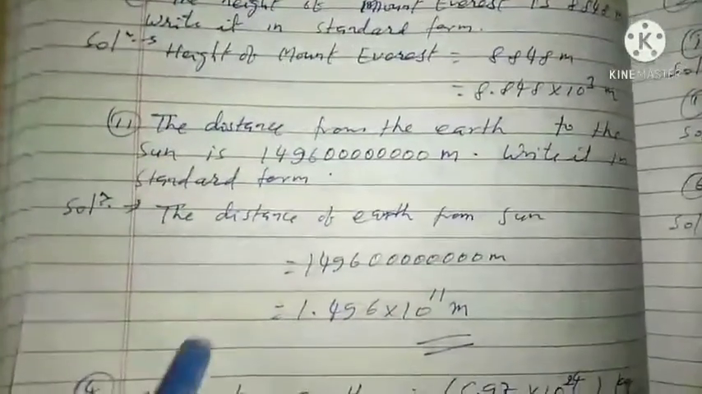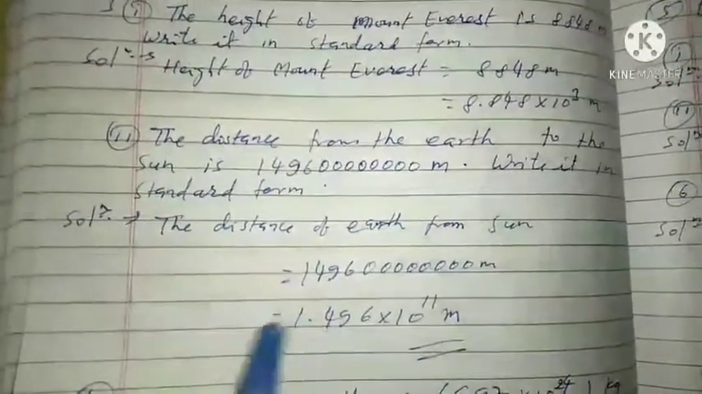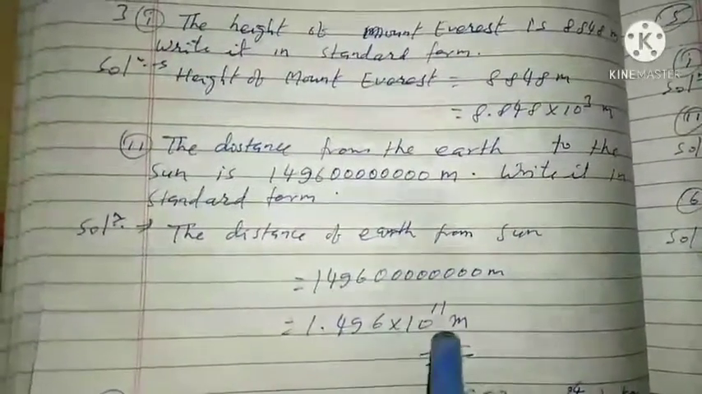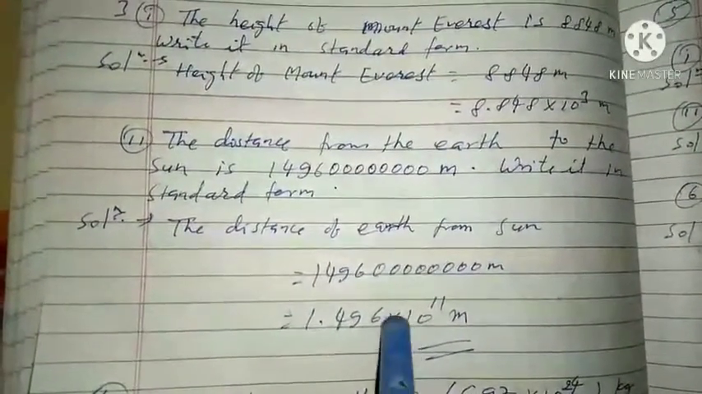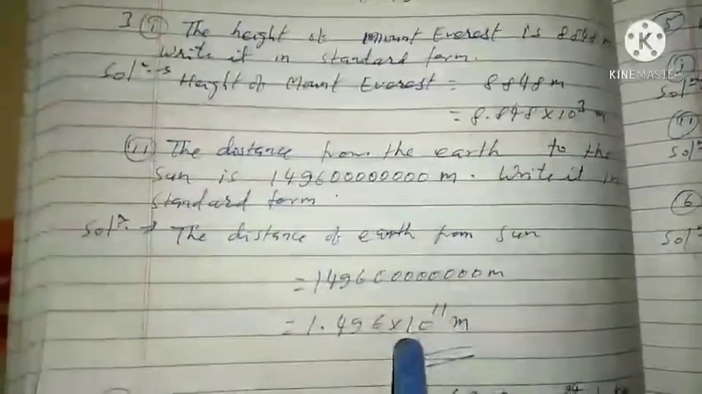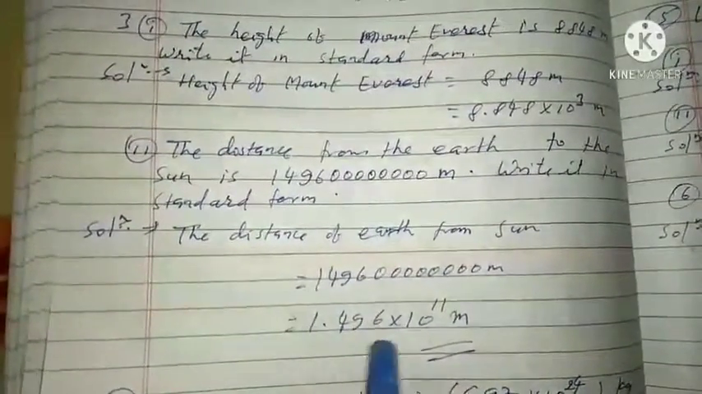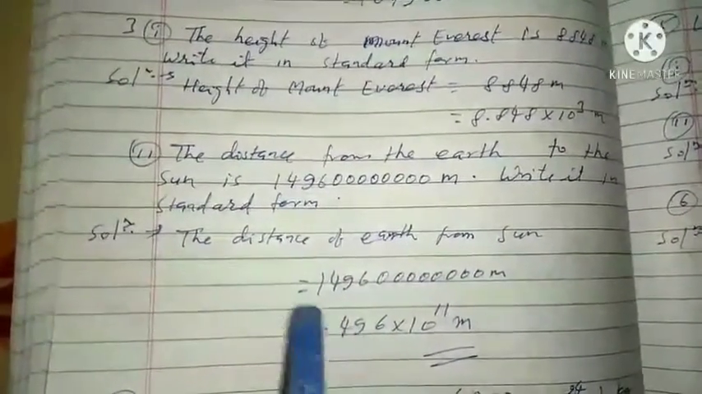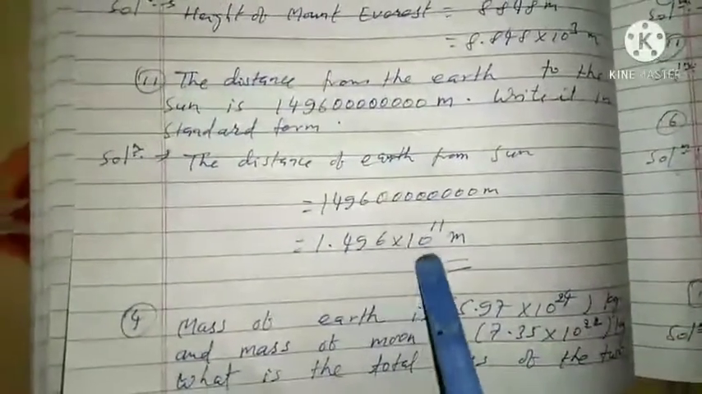Okay. Now the distance from the earth to the sun is this much. Write it in standard form. Similarly, we will use the same method. You have to keep one thing in mind: while writing the power of 10, the coefficient which is multiplied by 10 should be equal to 1 or greater than 1, and it should be less than 10. This is the condition. This number should never be equal to 10 or greater than 10. It should always be less than 10, and it can be equal to or more than 1. This is the condition that has to be followed.